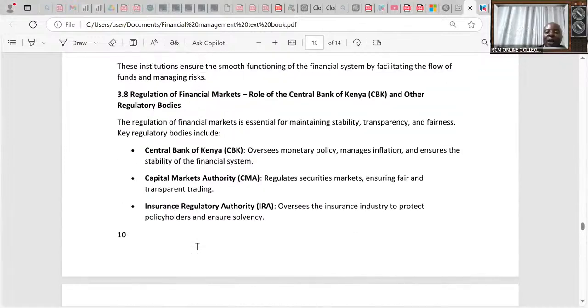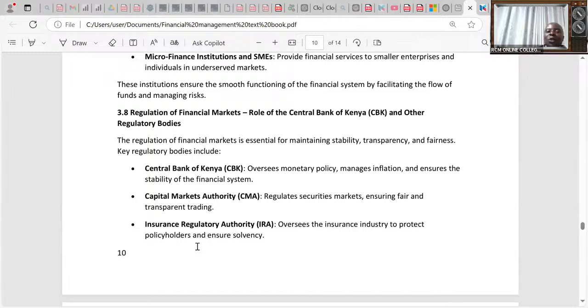I'm reading upwards, no problem. So if you go to page number 10 from your syllabus, they want us to give them regulation of financial markets. What is the role of the Central Bank of Kenya in regulating banks? What is the role of Central Bank of Kenya?